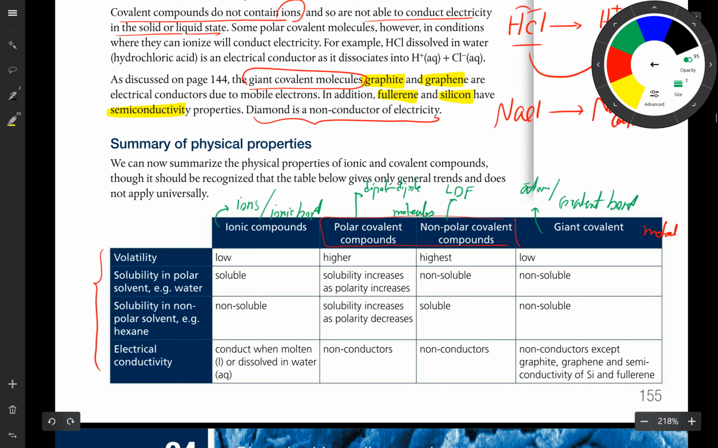And for the metals, the base unit is the metal ion in a sea of electrons.